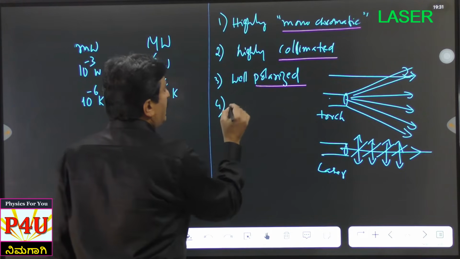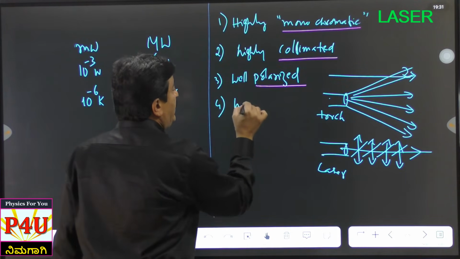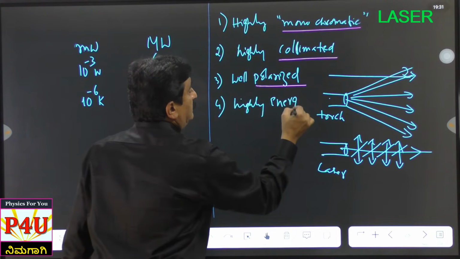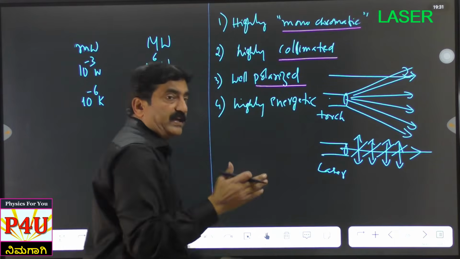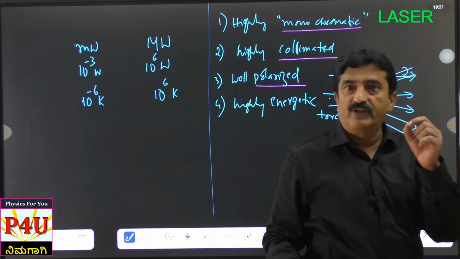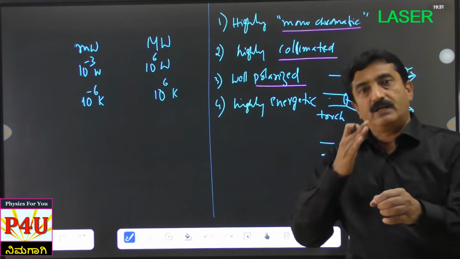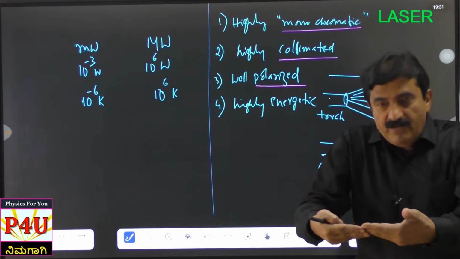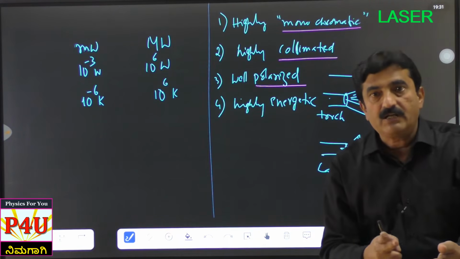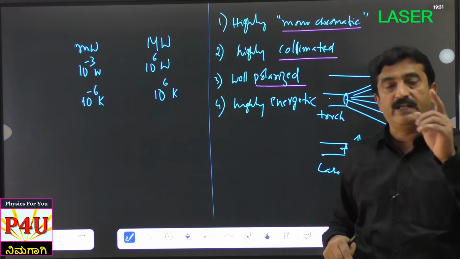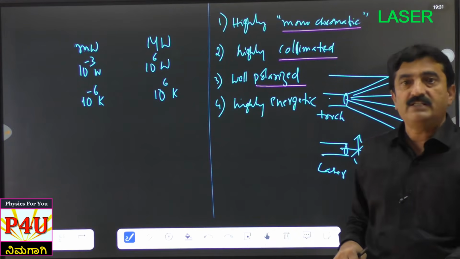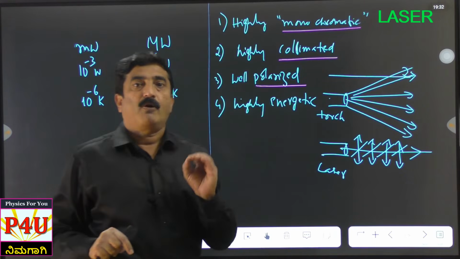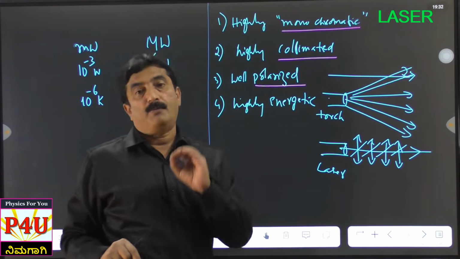Next, lasers are having highest energy, highly energetic. Okay, in fact, using lasers we can cut diamond also. Diamond is one of the hardest element on the earth, but we can cut diamond using laser. We can drill holes in the diamond. I told you, no, we can weld metals using laser. We can cut cloth using laser. So laser welding, laser cutting, laser drilling, all these are possible because it is highly energetic. So these are the special properties, very exclusive properties of laser.